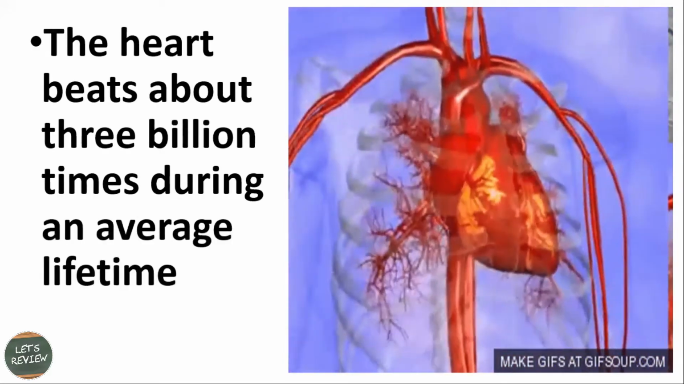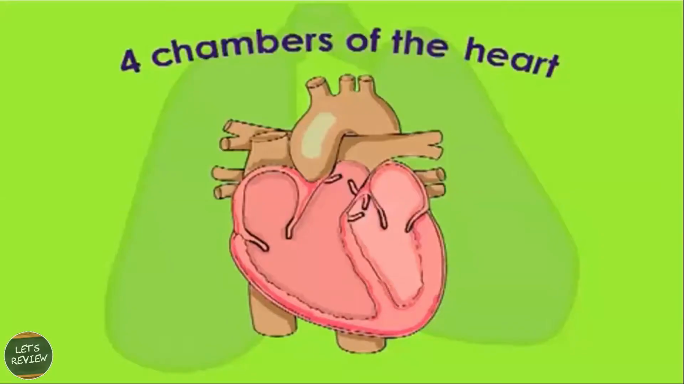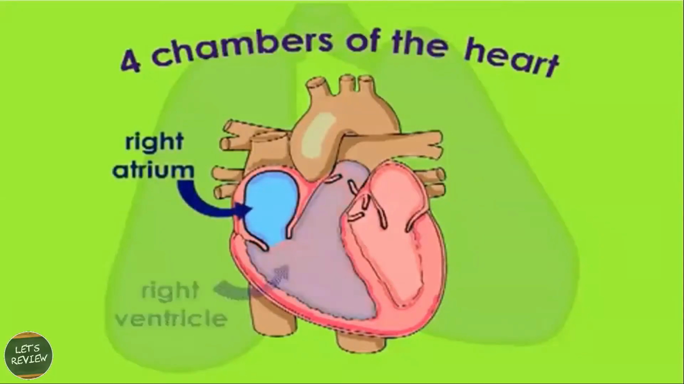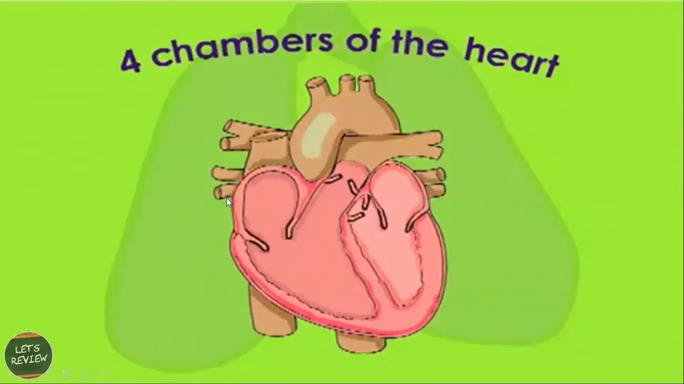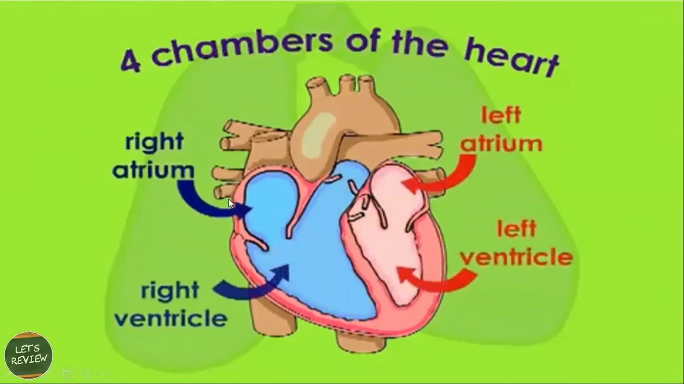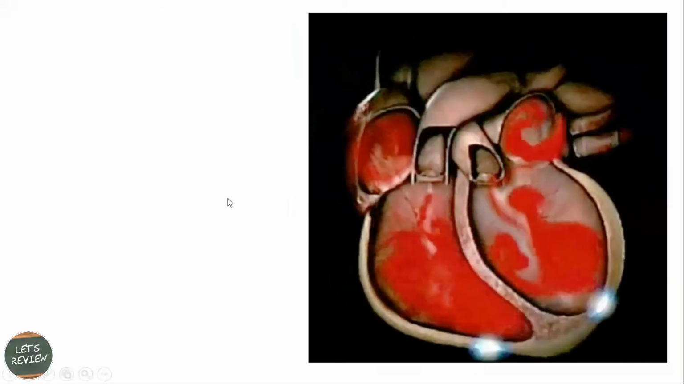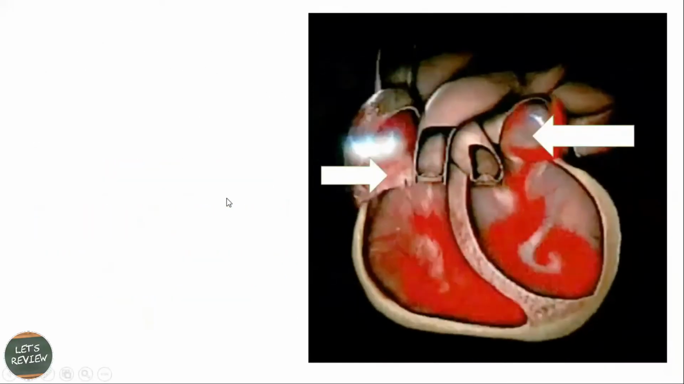The heart beats about 3 billion times during an average lifetime, and the heart is composed of four major chambers, namely the right atrium and the right ventricle. On the left side, we have the left atrium and the left ventricle. So let us see how they function.